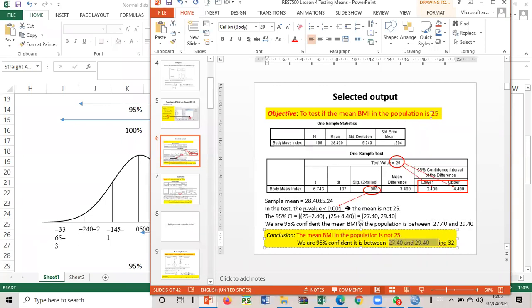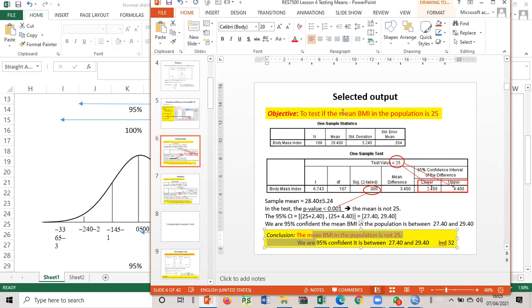What's the question? Is the mean 25, right? Yes. Now, what's your answer? Is it 25 or not 25? Not 25. Then what's the next question? Where does it lie? We are 95% confident it is between these two. What is that? The mean, not individual values. The mean is between them.